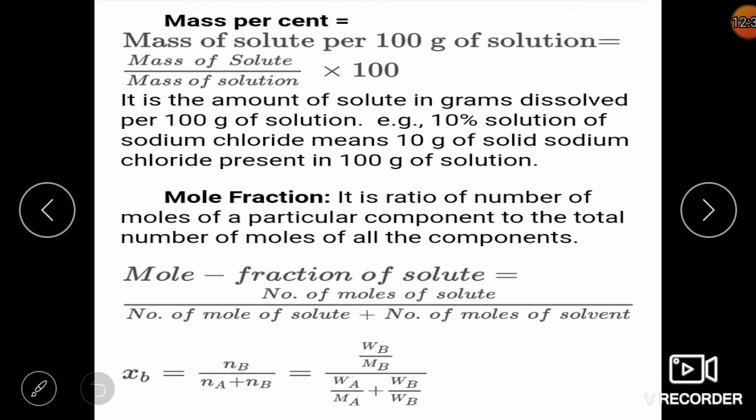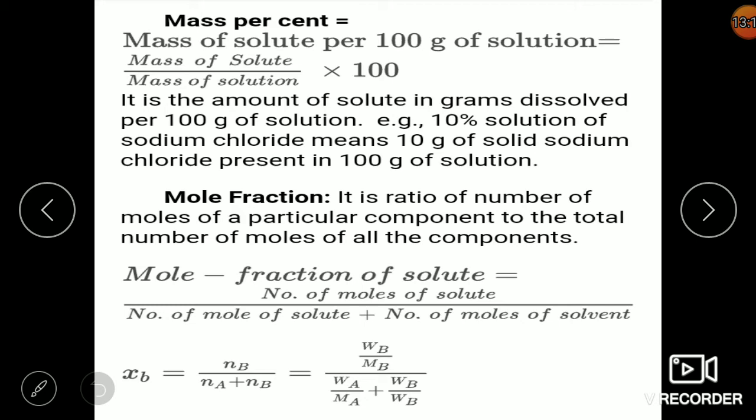In class 9, if you remember, you have done all this, mass percent, then volume percent, then mass by volume percent, etc. Next is your mole fraction. So what is the mole fraction? It is the ratio of the number of moles of a particular component to the total number of moles of all the components. Suppose you want to calculate the mole fraction of solute. You have prepared the solution by dissolving solute in solvent. So what will be the formula? It will be the number of moles of solute divided by the number of moles of solution.